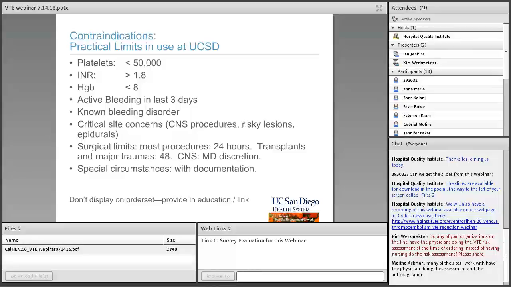We have a lot of trauma patients that have major injuries, including CNS injuries. We leave it up to the doctors to decide when they can go on. And for surgery, when we're doing research on our population, we recommend initiation within 24 hours for most patients. For transplants and major traumas, we recommend 48 hours. For the brain and spinal cord, we recommend physician discretion. And we allow doctors to document all sorts of other contraindications, like retinal surgery or something like that is up there. In general, most order sets can do without displaying these on the CPOE screens. You can probably provide them in the link or educate doctors to them.